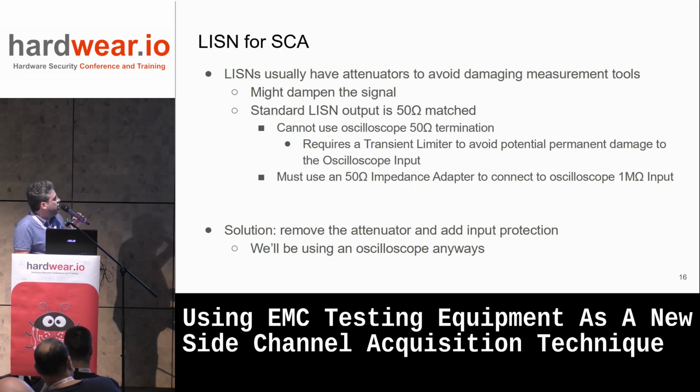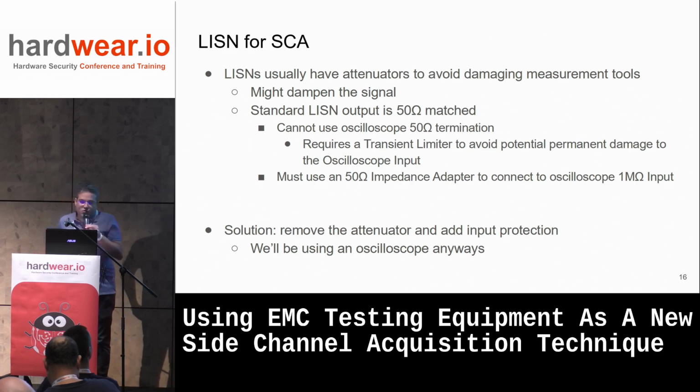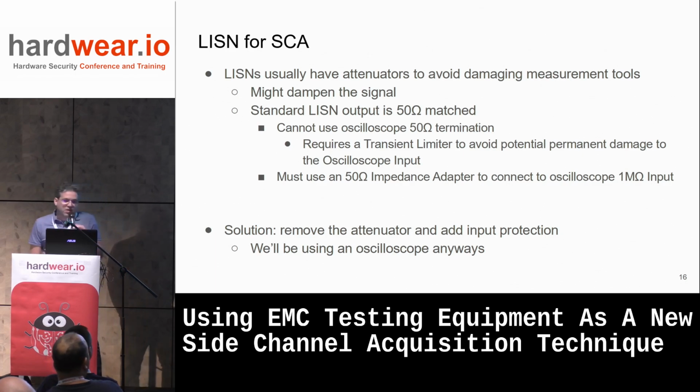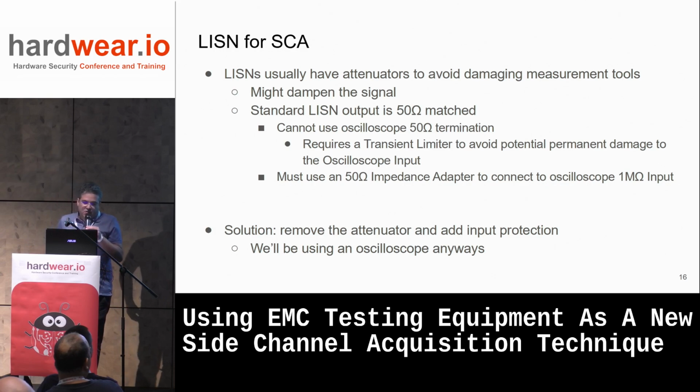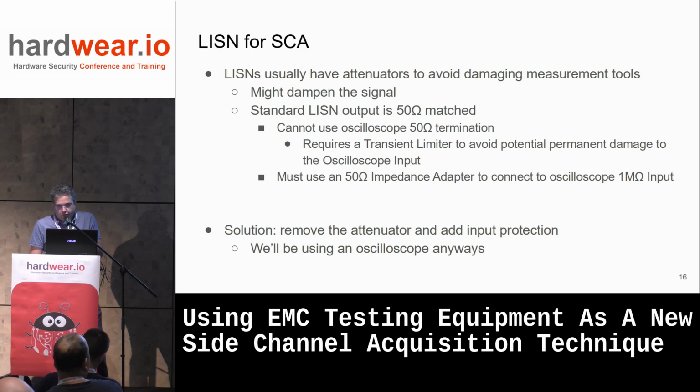So, LISN for side channel analysis. LISNs usually have attenuators to avoid damaging measurement tools, which might dampen the signal. The standard LISN output is 50 ohm matched, so you cannot use an oscilloscope with 50 ohm termination. It requires a transient limiter to avoid potential permanent damage to the oscilloscope input. So you must use a 50 ohm impedance adapter to connect to an oscilloscope 1 megaohm input, for example, for a low-cost oscilloscope which doesn't have a 50 ohm input.